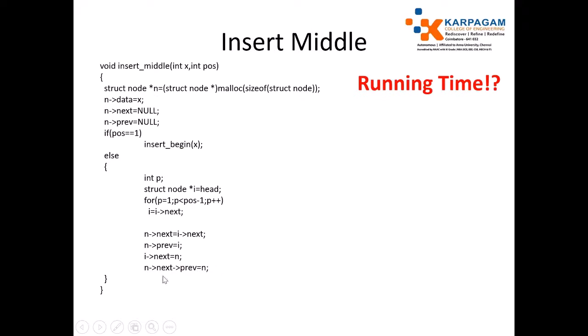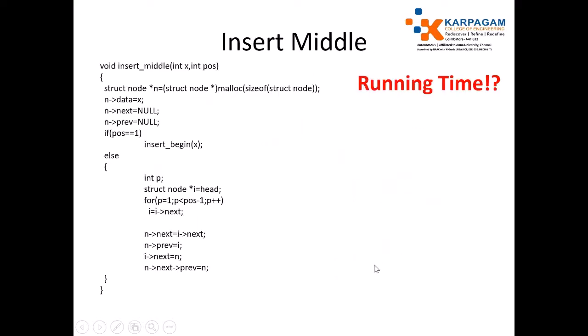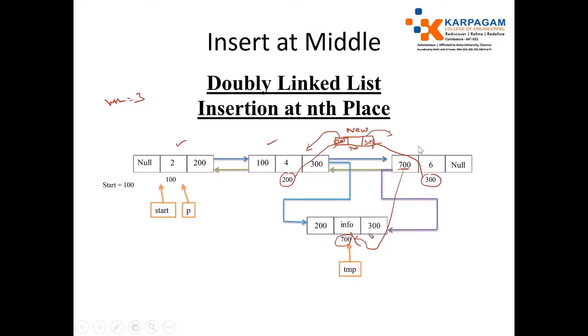For the first, just give new node of next of previous. New node of next is 300, that is this node. New node of next of previous means 700. This address can be changed by using the statement new node of next of previous equal to n. So when I execute the last statement, this address changed to 700. Previously it was 200. Now it is changed to some number.